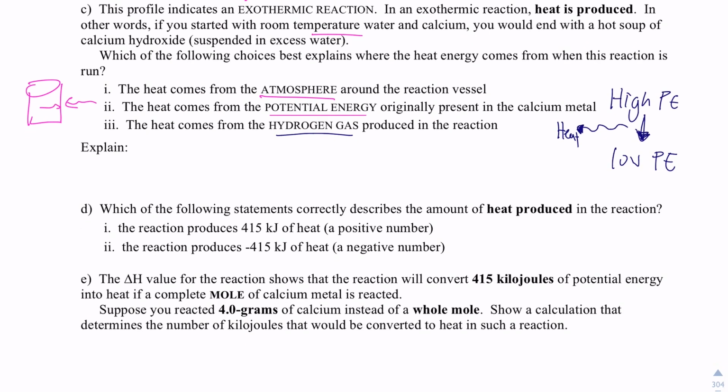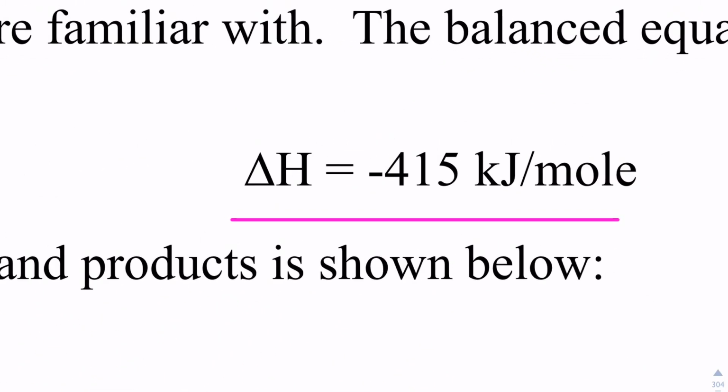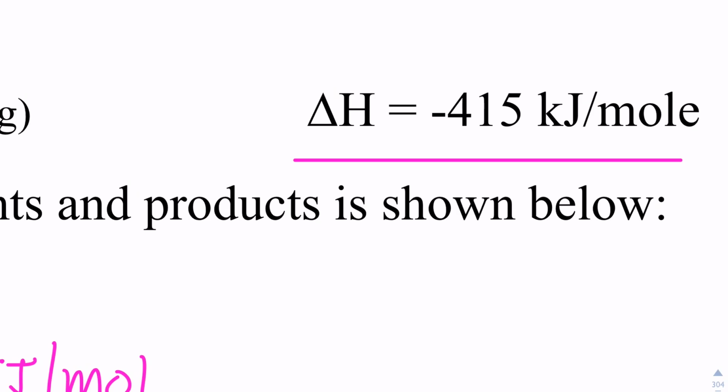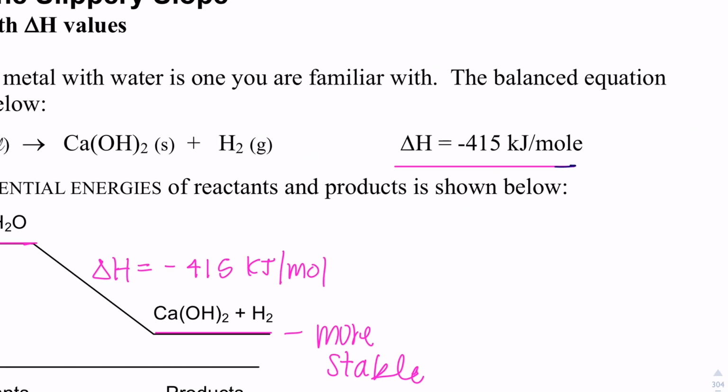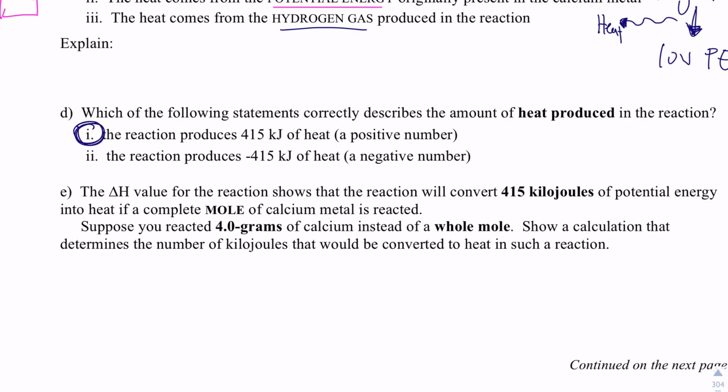Which of the following statements correctly describes the amount of heat produced in the reaction? This number here is describing the change in potential energy. Remember that potential energy is relative. It can be positive or negative. It can be all positive or all negative. It's relative to this baseline where unbonded atoms are 0. So this is showing that it's losing potential energy, and that's being converted into heat, to the same amount of heat, but it's important to know that heat is always a positive number. You can't have negative heat. Even though the delta H is negative, when we're talking about the amount of heat that's produced from the reaction, it's always going to be positive.